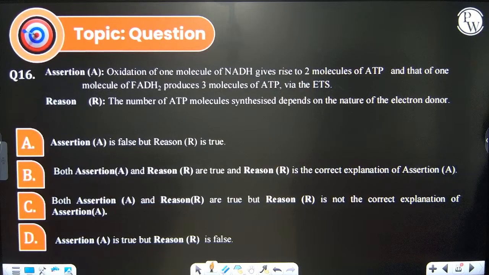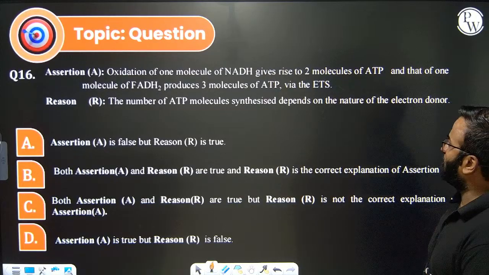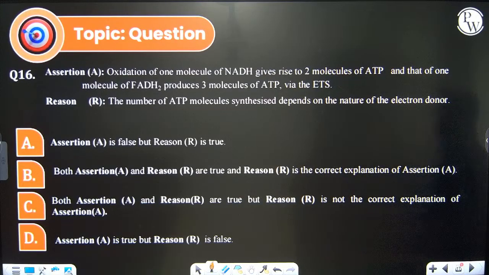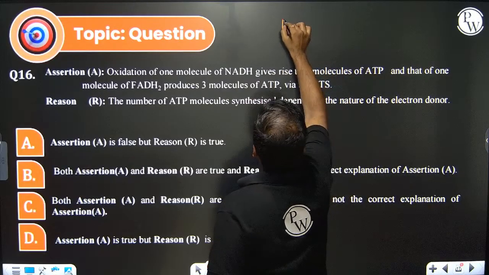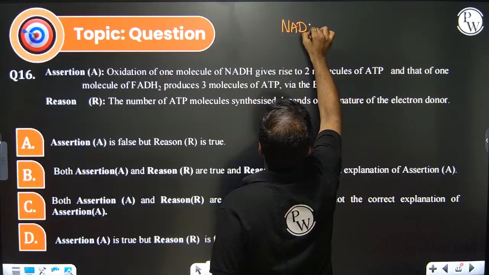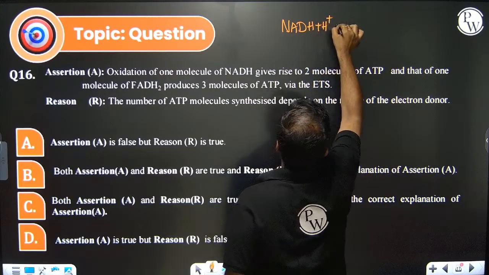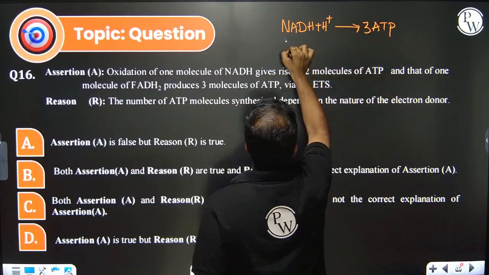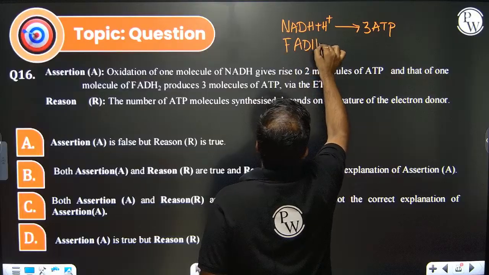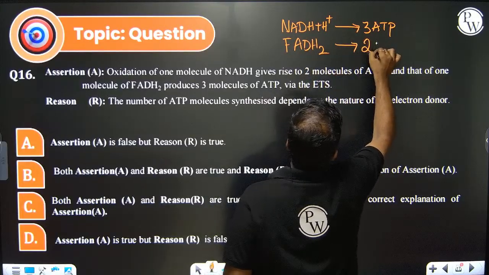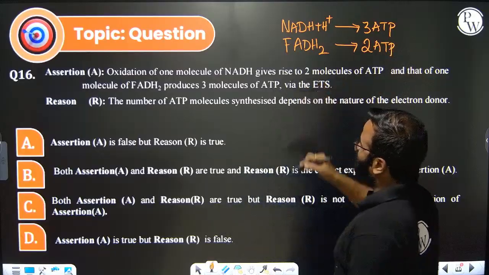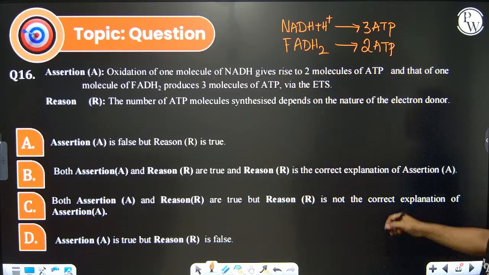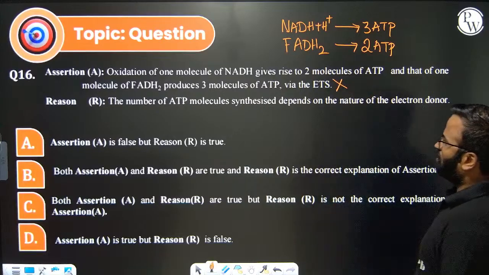Next one. Oxidation of one molecule of NADH gives rise to two molecules of ATP. Two molecules of ATP. Hello? You know, when you oxidize a molecule of NADH plus H plus, you get energy equivalent to 3 ATP. When you oxidize FADH2, you'll get 2 ATP. So, which is contradictory to this one. So I would go, okay, A as false.